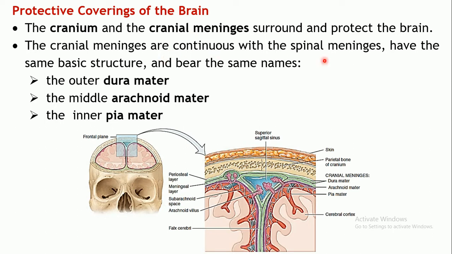So these cranial meninges are in continuation with the spinal meninges and they have the same basic structure and the same names. The outermost layer, if you can recall, the outermost layer of the spinal meninges was also dura mater, right? Middle layer was arachnoid mater and the innermost layer, which was actually in contact with the spinal cord, that was pia mater. So the same three layers are also surrounding the brain: the dura mater, the arachnoid mater and the pia mater.